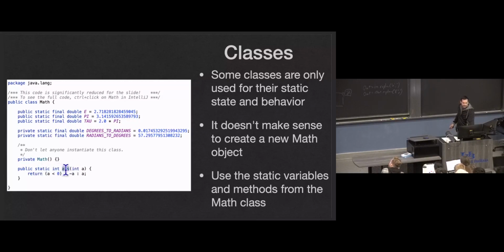So if you do math.abs, like we've already done, that's the one math method that we've seen, math.abs, you're accessing a static method that's a member of the math class. That's what's happening when we do that.